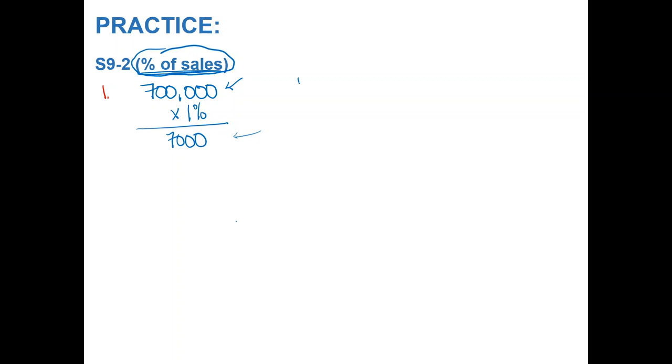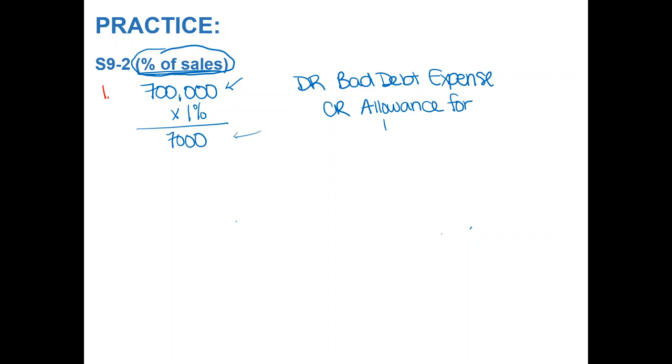So now that we've calculated that, we will debit our bad debt expense and credit the allowance for doubtful accounts. And we're using this full $7,000.